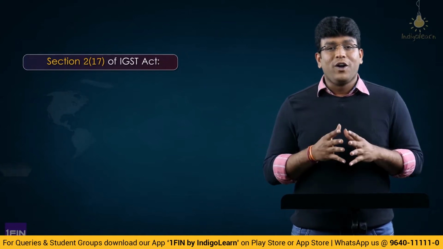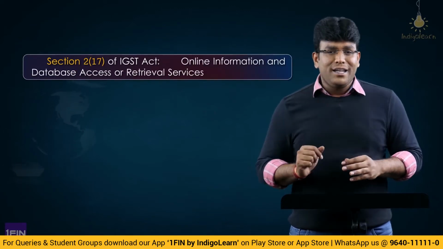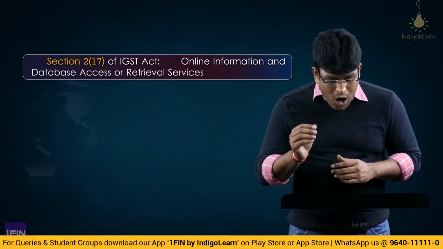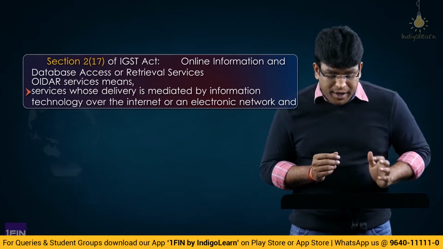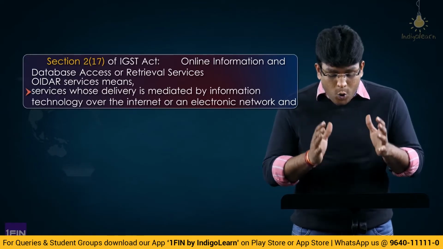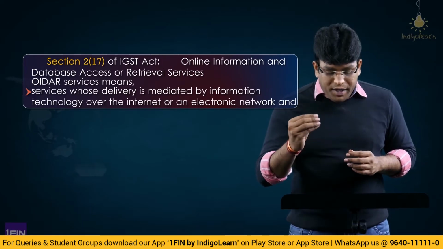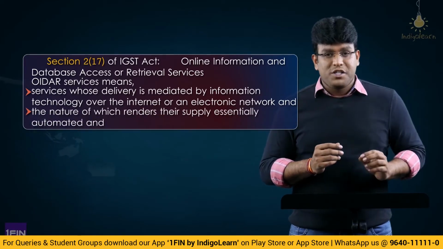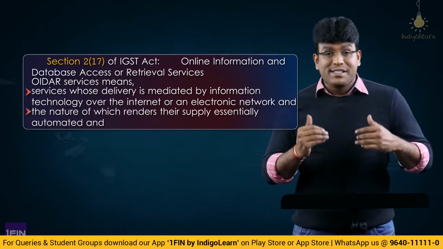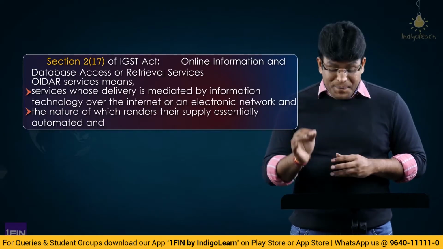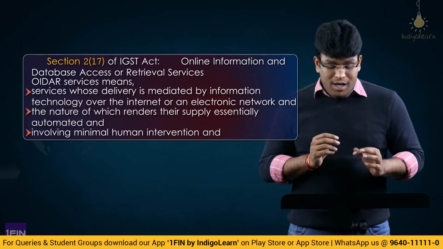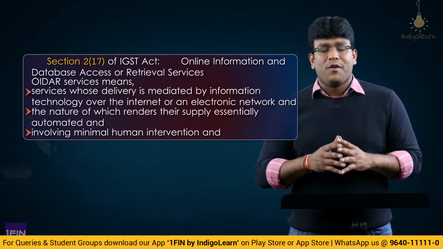See now, Section 2, Clause 17 of IGST Act defines the meaning of OIDAR services, which has clearly defined it something like this. OIDAR services means services whose delivery is mediated by information technology over the internet or an electronic network, and the nature of which renders their supply essentially automated. That is what I clearly told you. It should be an automated process involving minimal human intervention. So there is not much human intervention.